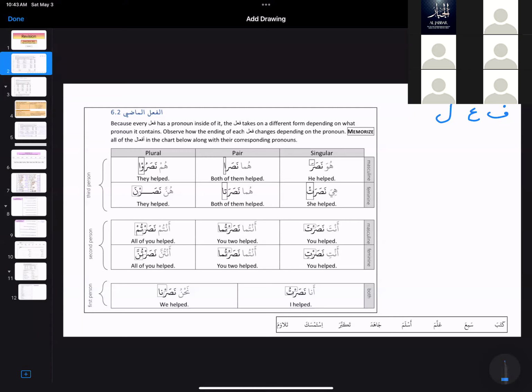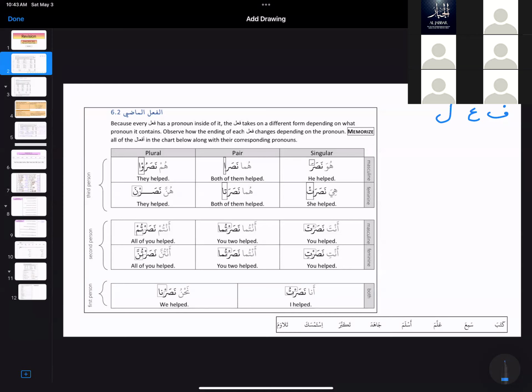And if we just break down fail madi, how does it look like? First of all, we know that there is fail madi, fail mudariya, right? And then fail amar. So we can consider these 3 afals.